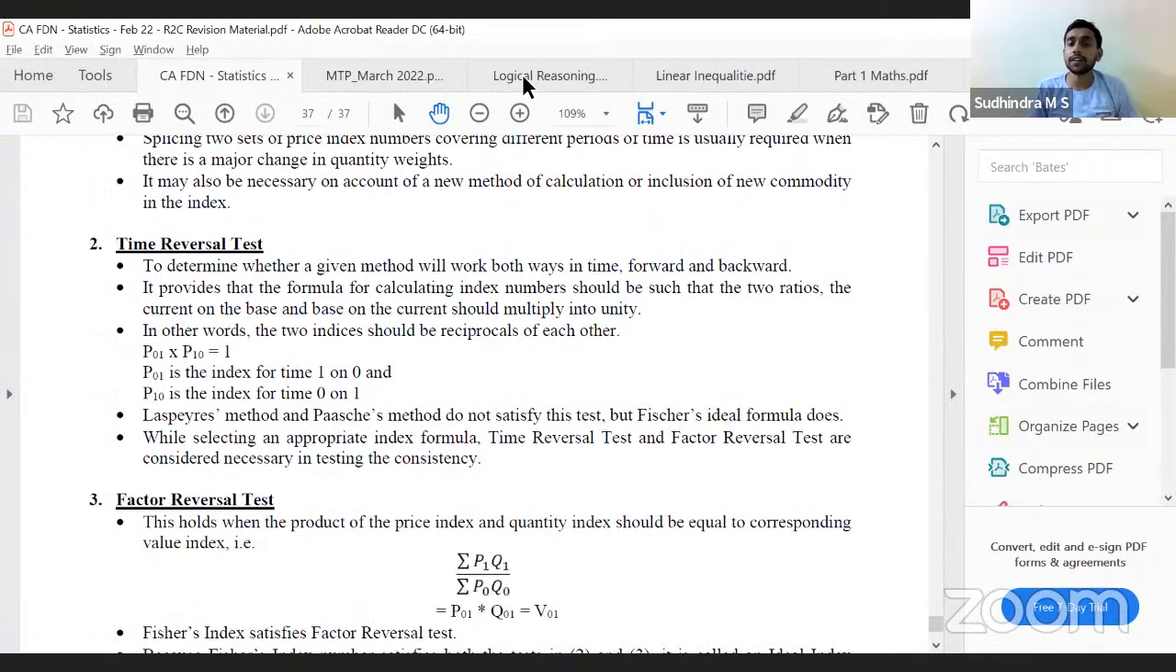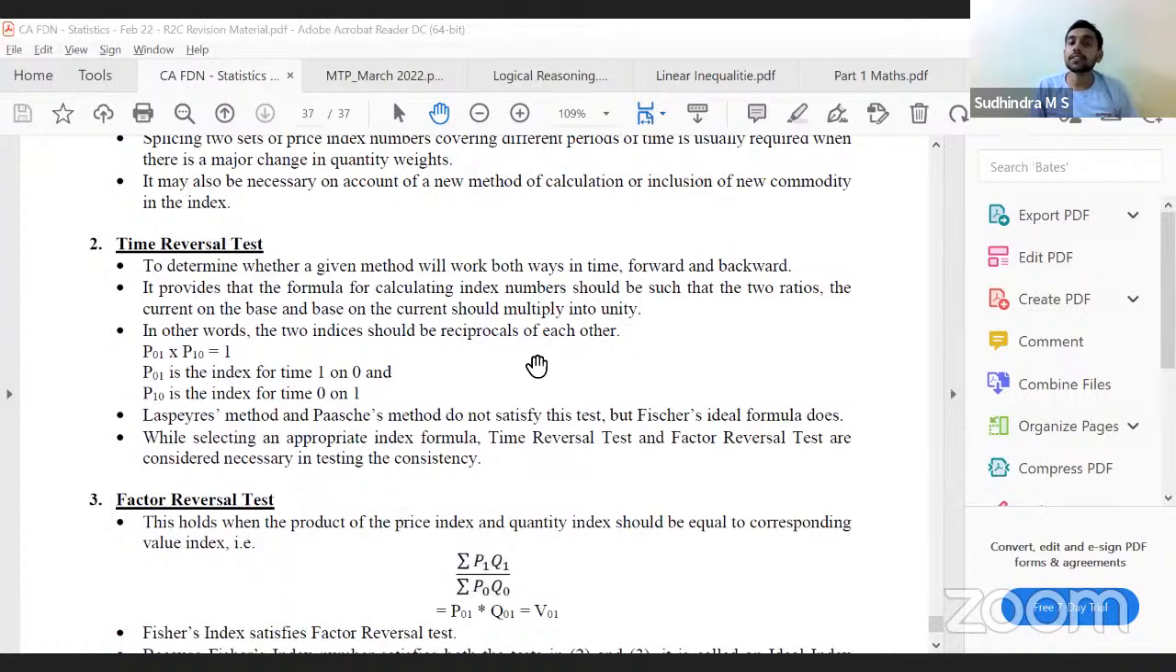Second one is time reversal test. That is P10 into P01 should be equal to 1. That is, the index number calculated by current year by base year into base year by current year. If you multiply the two index numbers, we should get 1. P01 is the index number for time 1 on 0, P10 is 0 on 1. So which index number satisfies the time reversal test? Fisher. Laspeyres and Paasche don't. So Fisher's index number satisfies.